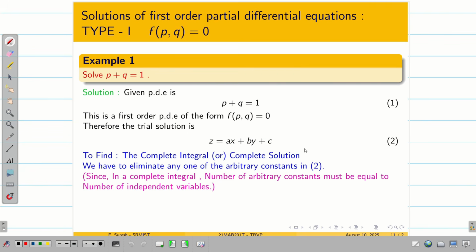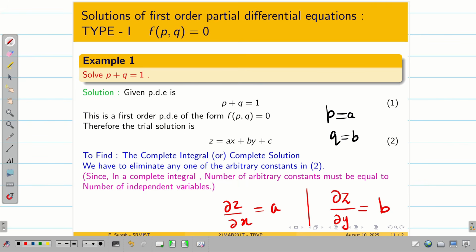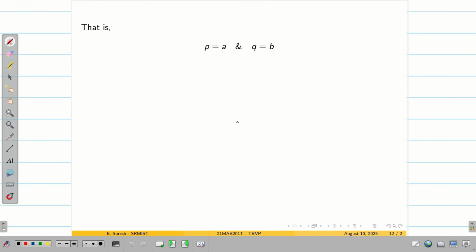Now how do I achieve this? Take this equation 2, differentiate 2 partially with respect to x. So you will get ∂z/∂x equal to a, and then similarly differentiate 2 partially with respect to y, we get b. We know that ∂z/∂x is nothing but p, and ∂z/∂y is q. So now we get p equal to a and q equal to b. I am going to substitute in equation 1, and then we get a plus b equal to 1.